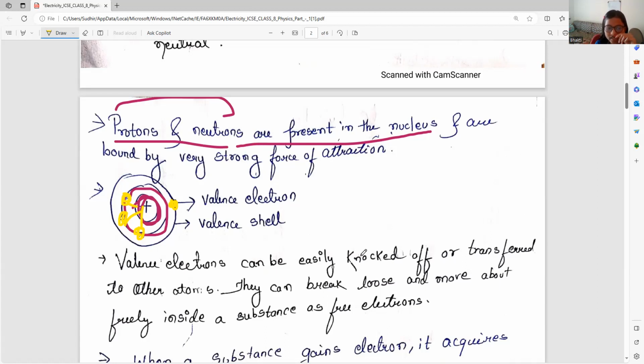So in short, the nucleus is positive and electrons are negative. So the nucleus will only attract electrons towards it, but it won't be able to attract the valence electrons because they are farther, not very far, but farther from the nucleus, meaning farther from the protons. That's why they won't be attracted.